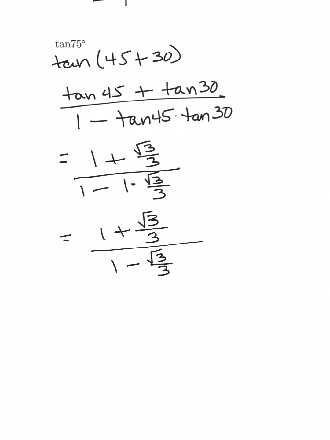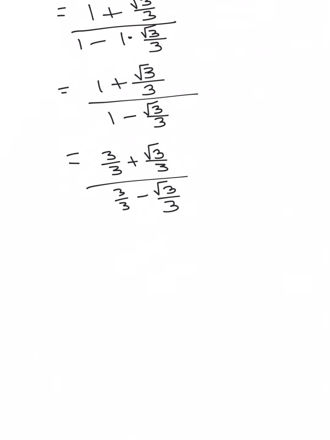over 3. We have fractions both in the numerator and the denominator, so we're going to make those 1s into 3 over 3s, since that's our common denominator. We would have 3 over 3 plus the square root of 3 over 3 over 3 over 3 minus the square root of 3 over 3. Now that I have common denominators, I'm going to add the fractions in the numerator, which would give us 3 plus the square root of 3 over 3. All that over 3 minus the square root of 3 over 3.